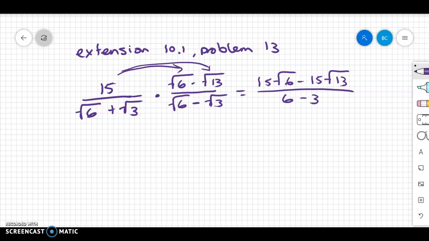So keep in mind that square root of 6 times square root of 6 is just 6. Square root of 3 times square root of 3 is just 3. Because they're both square roots, this is not 36 and this is not 9, because I had square roots of both of them. So that's going to simplify to 3, and I know that 15 over 3 and 15 over 3 can reduce, so this becomes 5 times the square root of 6 minus 5 times the square root of 13, and I am done, and that was my last problem for today.